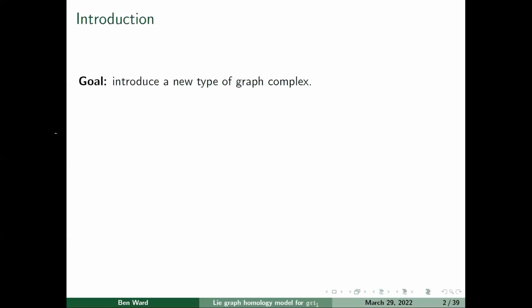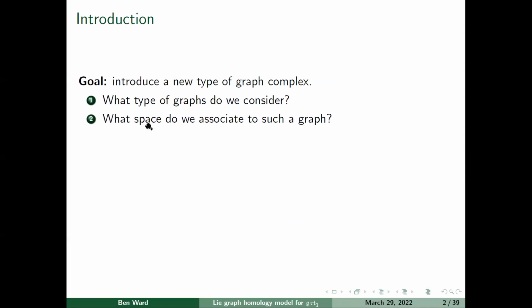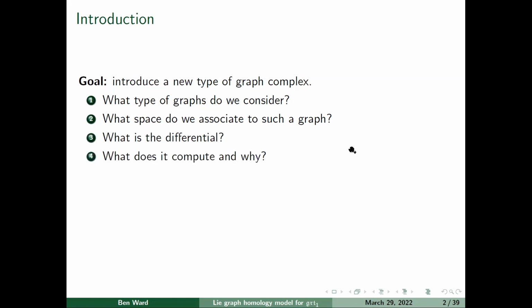I'd like to introduce a new type of graph complex. Okay, so what I need to tell you is what type of graphs will we consider? What space do we associate to each graph? How they're glued together via differential. And then finally, what does it compute and why? But I don't want it to be a surprise.